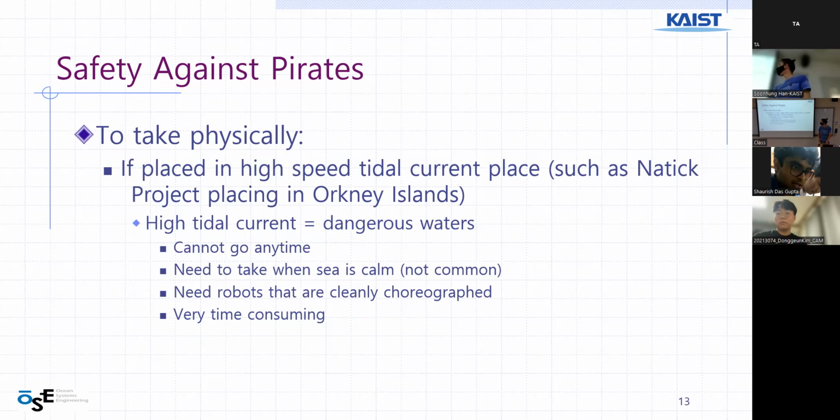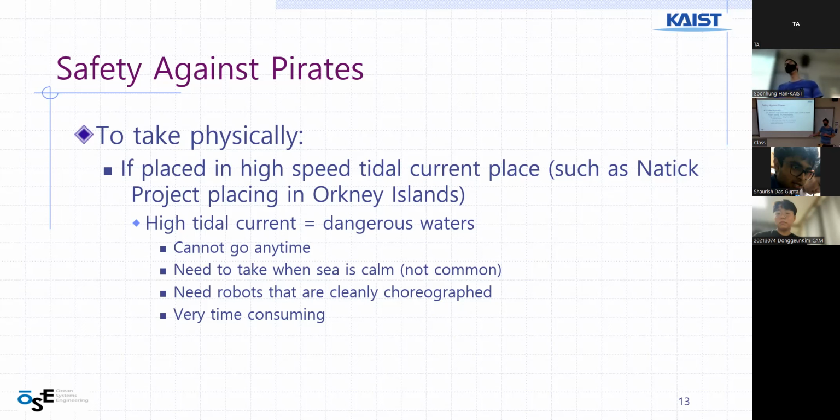Next, if the pirates want to take it physically: the Matic project is placed in the Orkney Islands, which have high tidal currents. This also means it is dangerous water. So even Microsoft themselves cannot go at any time to place and take the Matic project, their data center. They need to take it.